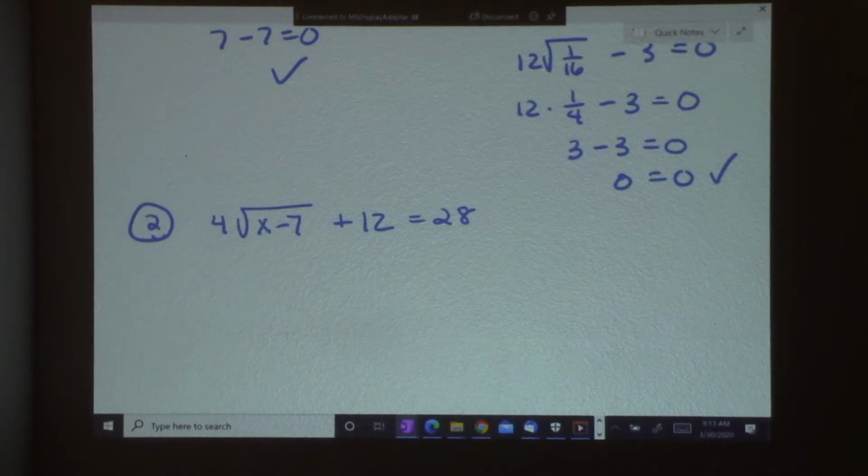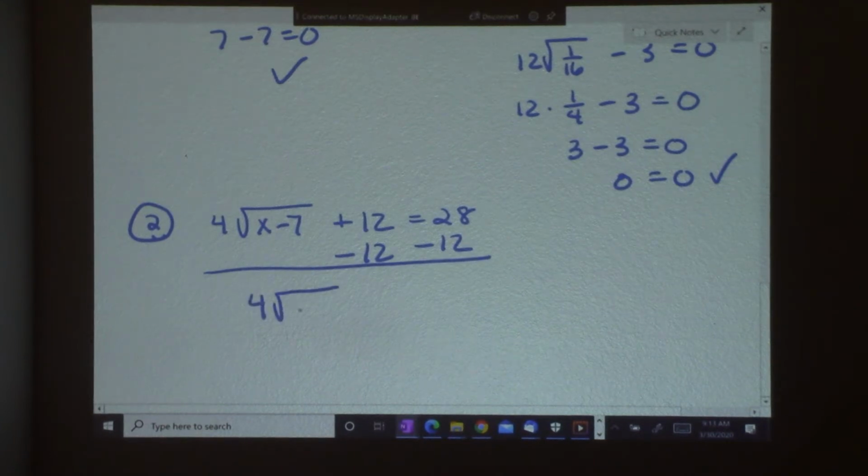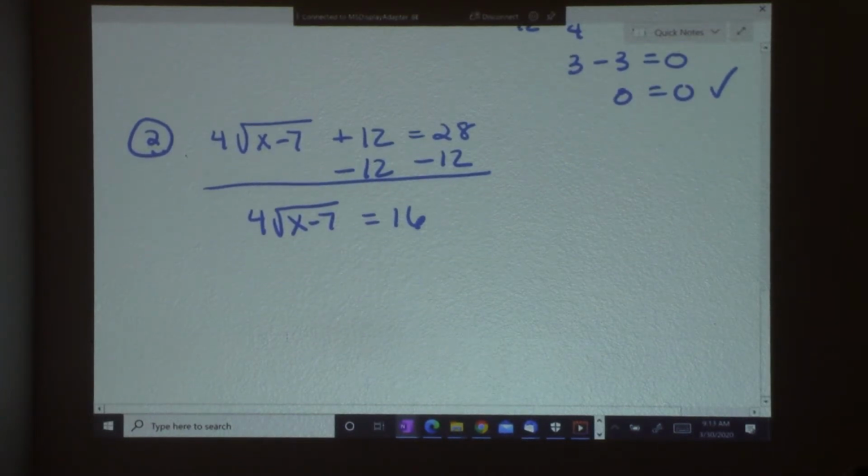Okay, so I want to get the square root by itself, so I'm going to subtract 12 on both sides. And I get 4 square root of x minus 7 equals 16. And now I'm going to divide by 4. And I'm getting my square root by itself, which is what I wanted. So I get 4 here.